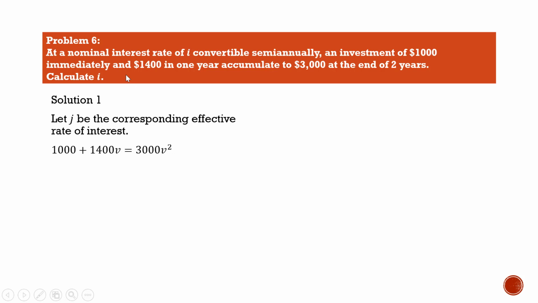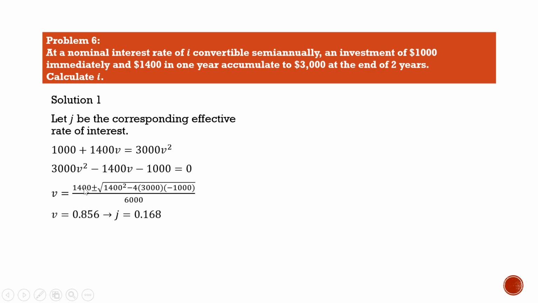So $1,000 immediately is what we pay at time 0. 1,400 is what we pay in 1 year. So 1,400 V is equal to 3,000 at time 2, so 3,000 V squared. Another way to write this is NPV equal to negative 1,000 minus 1,400 V plus 3,000 V squared. So it would result in the same. Here we are going to solve for V. This is a quadratic equation.